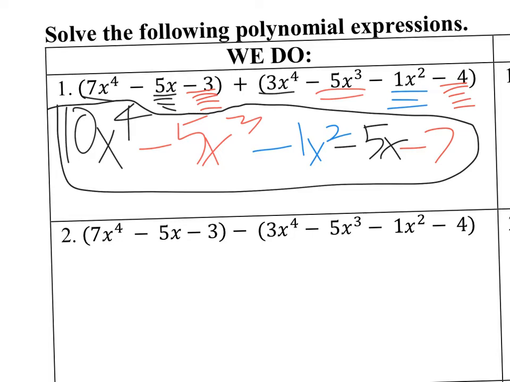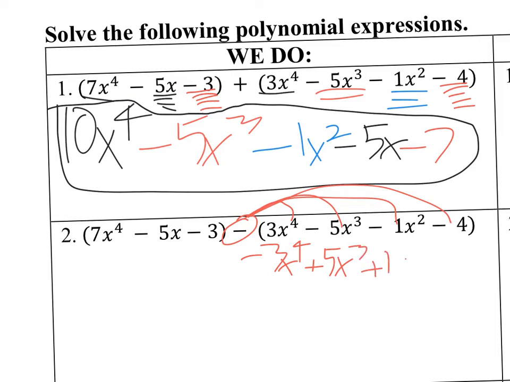Now, if it is a subtraction problem, you must distribute or else you will get the wrong answer. And so this is going to be minus 3x to the fourth plus 5x to the third plus 1x squared and plus 4. These other signs just stay exactly the same. 7x to the fourth minus 5x minus 3. All right? So let's combine like terms.